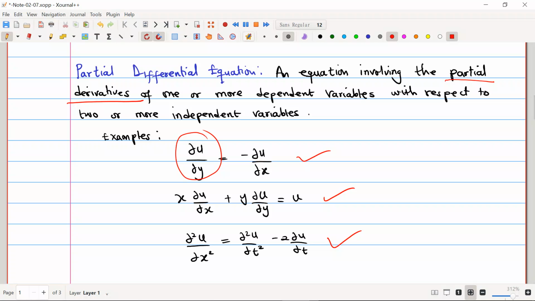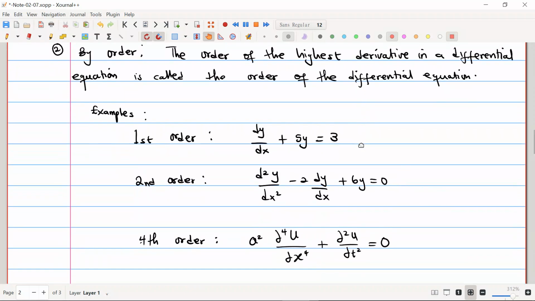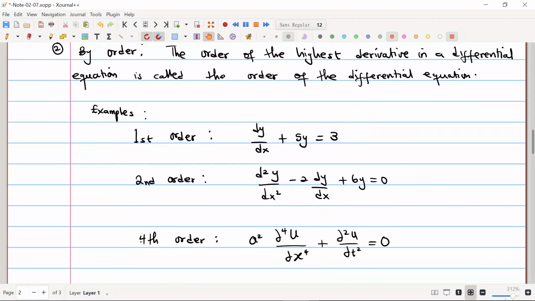Okay, so now let's go to the other classification. We have classification by order, and by order we mean the highest derivative term you have in the differential equation. The order of the highest derivative in a differential equation is called the order of the differential equation. So here, this is the first order. Why? Because the highest derivative we have here is just one derivative. We don't have the second derivative there, we just have one.